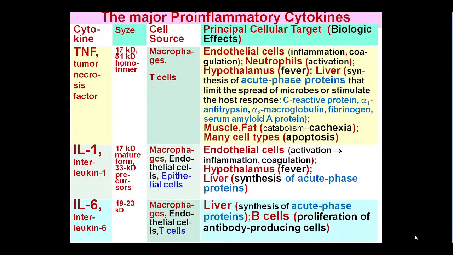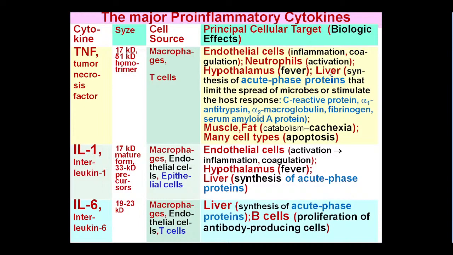Three cytokines are shown in this slide. For example, first, tumor necrosis factor, produced by macrophages and T cells. Why? Because these macrophages and T cells recognize foreign molecules on the surface of the bacteria that are named pathogen-associated molecular patterns. After recognizing these patterns, tumor necrosis factor is produced and causes the following effects. Activation of endothelial cells for the inflammatory process and coagulation. For neutrophils, activation of neutrophils for the phagocytotic reaction. Hypothalamus, stimulation of fever. Tumor necrosis factor acting on the hypothalamic cells increases the body temperature.